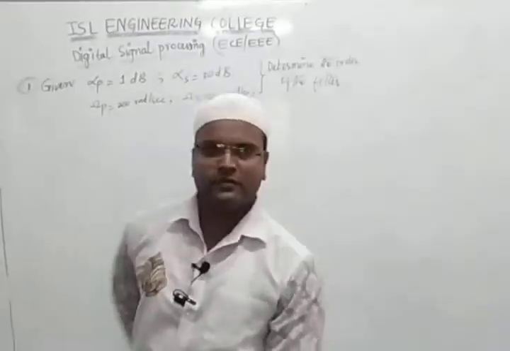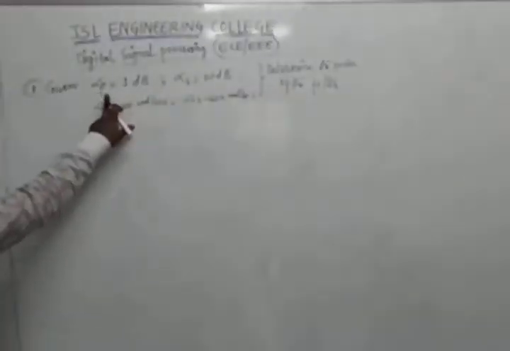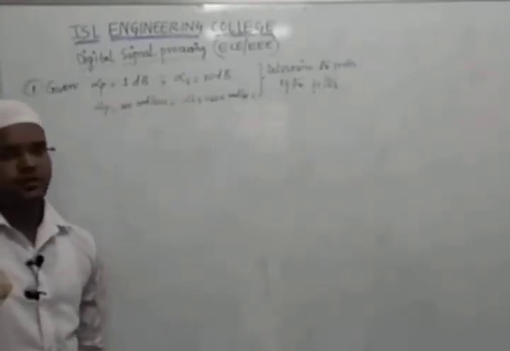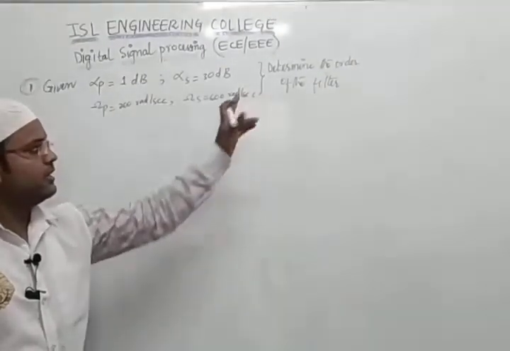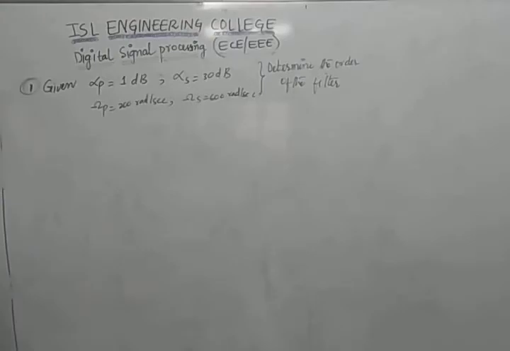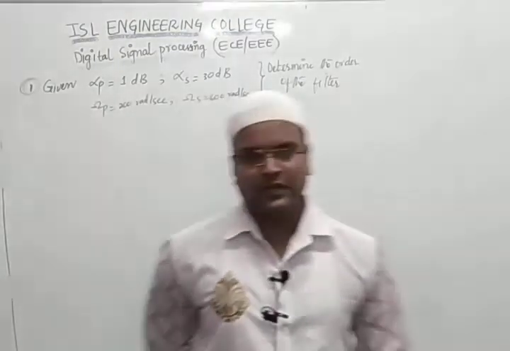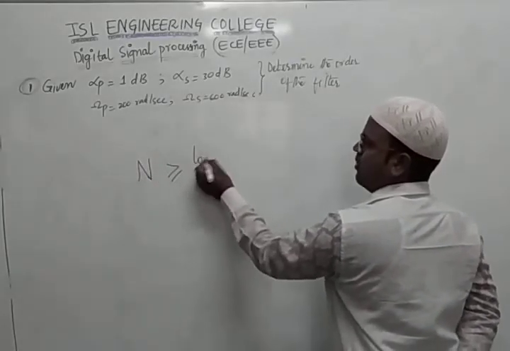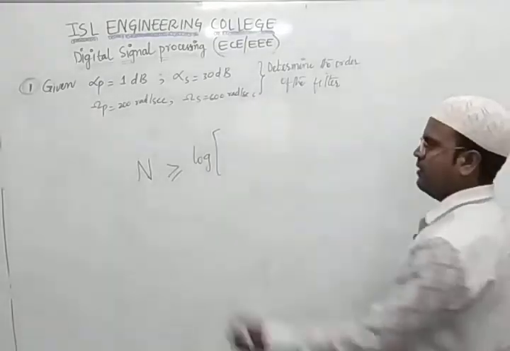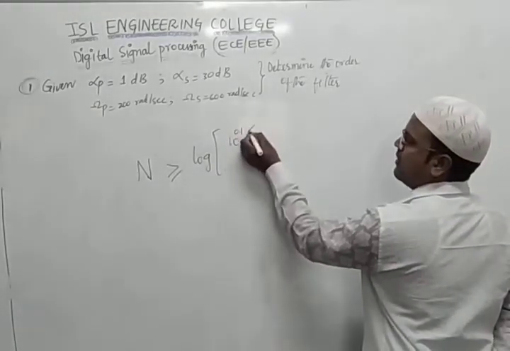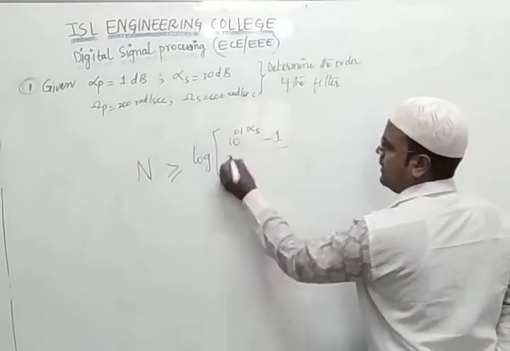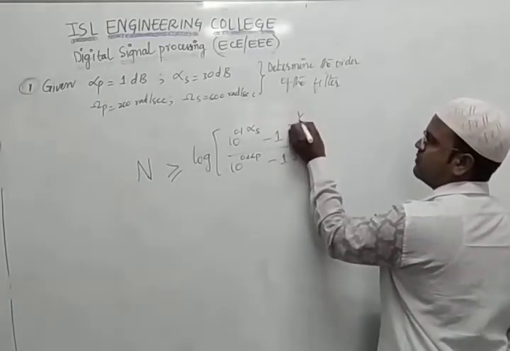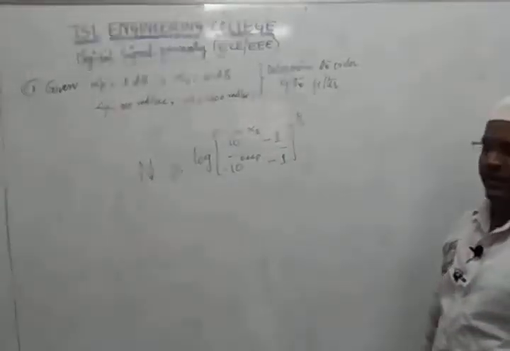Here they gave the attenuation in pass band, attenuation in stop band, the frequency in pass band, the frequency in stop band. What is the point they asked to find? They asked to find the order of the filter. So how do we find the order of the filter? N is greater than or equal to log of, 10 power 0.1 alpha s minus 1 by 10 power 0.1 alpha p minus 1, whole power 1 by 2, or root.